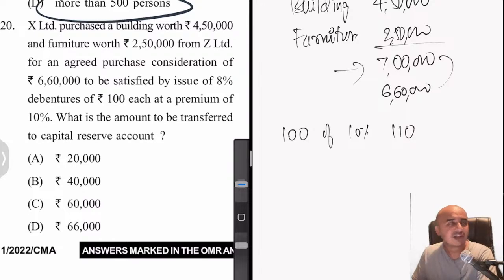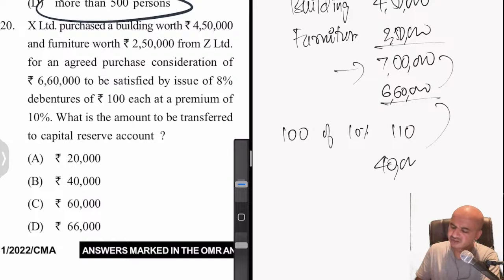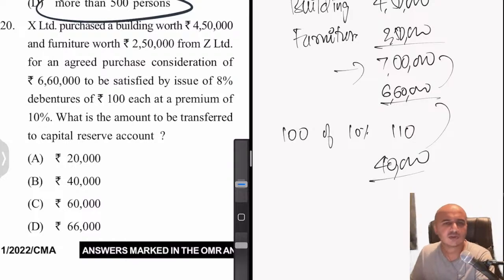Actually 7 lakhs is the actual cost of the asset, but we are issuing only debentures worth rupees 6,60,000. So therefore the capital profit which we have made is 40,000. Straight away we can do this. Why simply go for debenture premium calculation? No need to worry about the premium calculation also. 40,000 is the straight away profit.